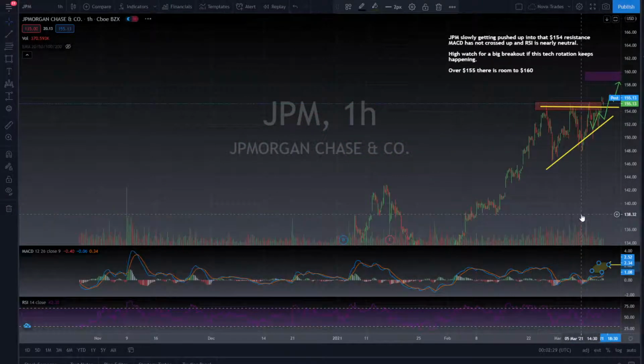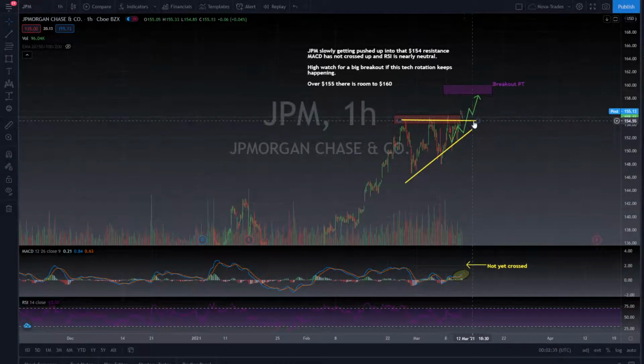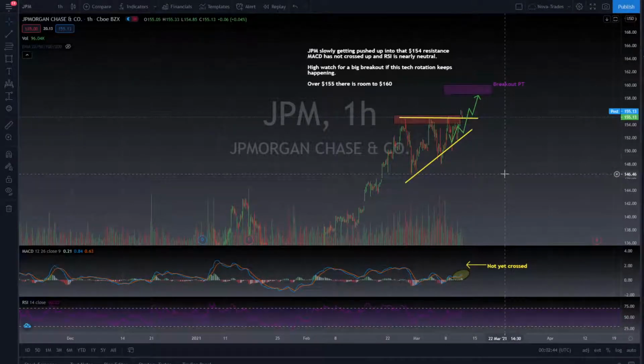The 1-hour MACD bounced off of itself and it crossed today as well, and it came down. So if we take this level and move it up a little bit, it came down and tested that breakout and bounced, and it's sitting right above that breakout right now. It's barely hanging on to it. Yeah, this is JPMorgan.